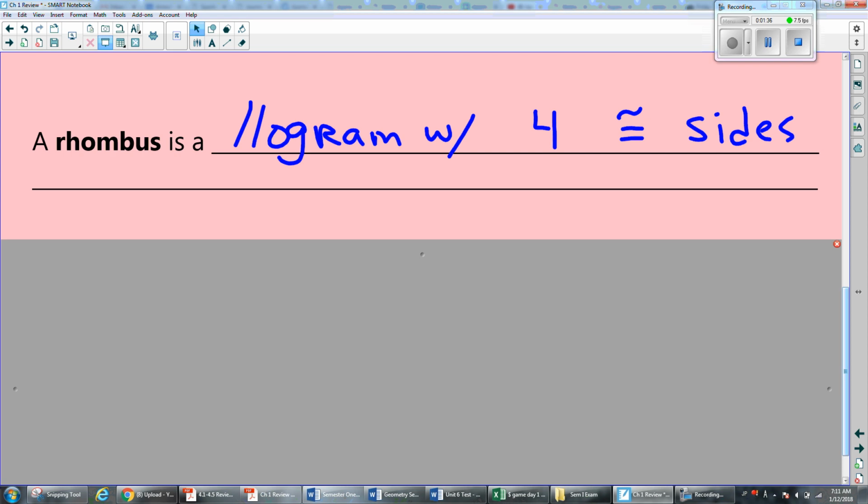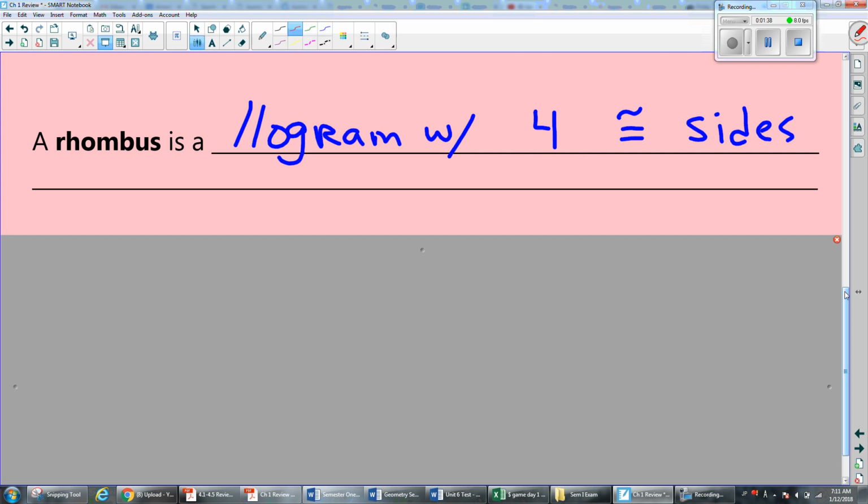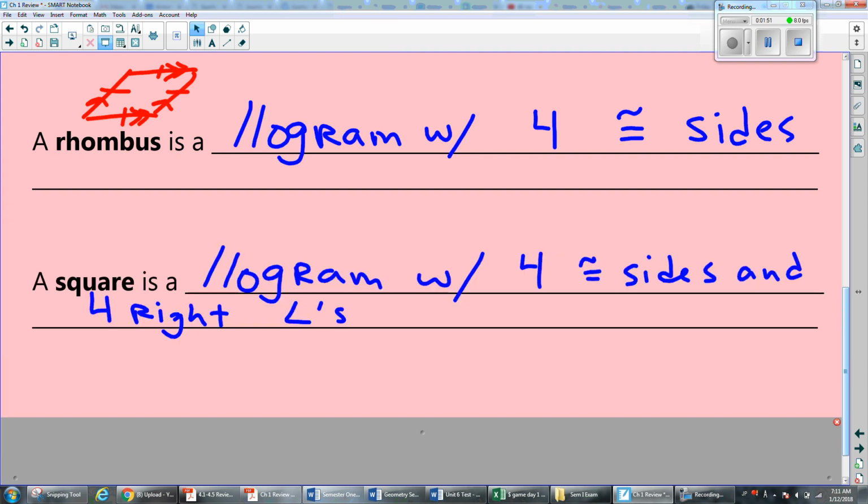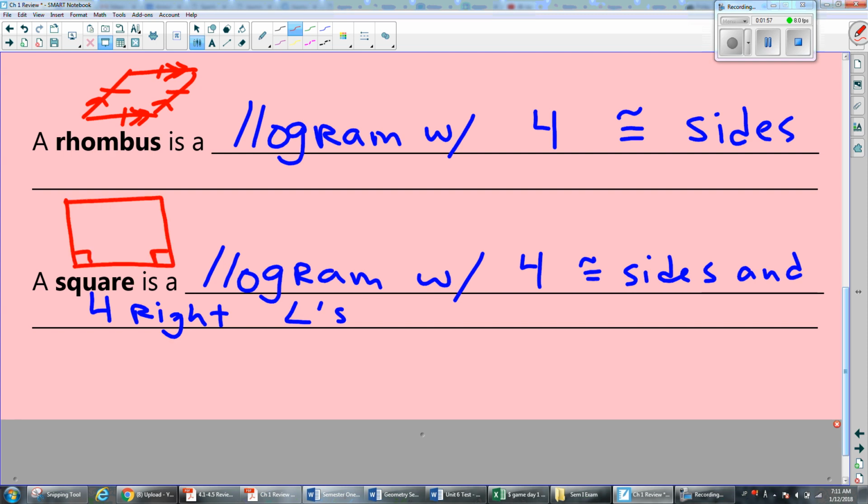Then a rhombus is a parallelogram with four congruent sides. So it's like a slanted square. Opposite sides again are parallel, but all four sides this time are congruent. And a square is a parallelogram with four congruent sides, four right angles, and your opposite sides are parallel, marked by the arrows.